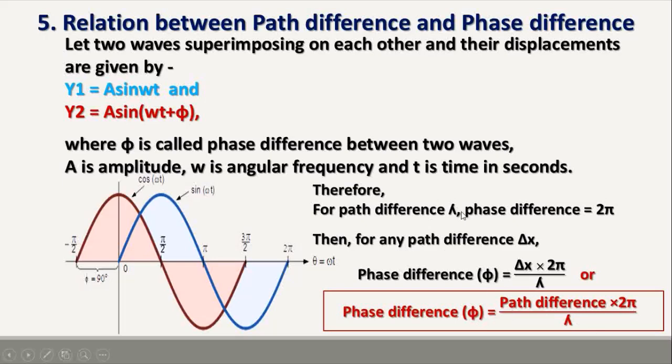Suppose I take lambda as a path difference, so what is the phase difference? I should get 2 pi using this formula. You can cross check here. If I put path difference lambda here, lambda and lambda get cancelled, leaving only 2 pi, and that 2 pi is nothing but phase difference. This is how to calculate. This is how you have to convert phase difference into path difference or path difference into phase difference. This is called the important relationship between phase difference and path difference.